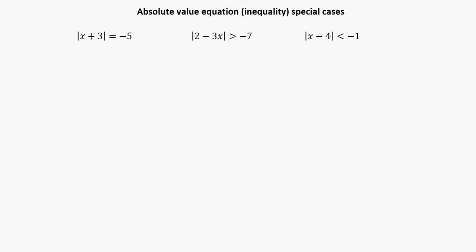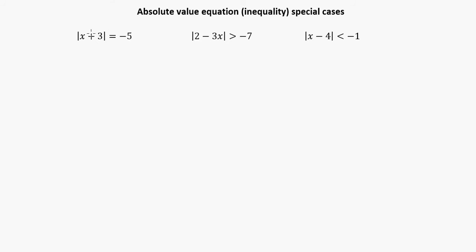Alright, let's get started discussing absolute value equation and inequality special cases. Now, once you start solving a lot of absolute value equations or inequalities, you start going through the procedure without actually thinking about what you're doing. And that can get you in trouble when you isolate the absolute value and there's a negative on the other side. Okay, this can happen in a couple different ways.